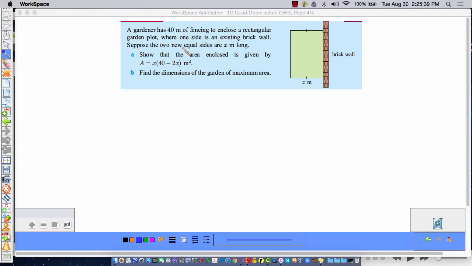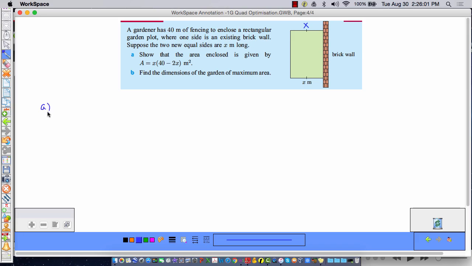You'll be on your way. A gardener has 40 meters of fencing to enclose a rectangular garden plot where one side is an existing brick wall. So here's the brick wall. Suppose the two new equal sides are x meters long. So this is x, and this is x as well. Show that the area enclosed is given by this formula.